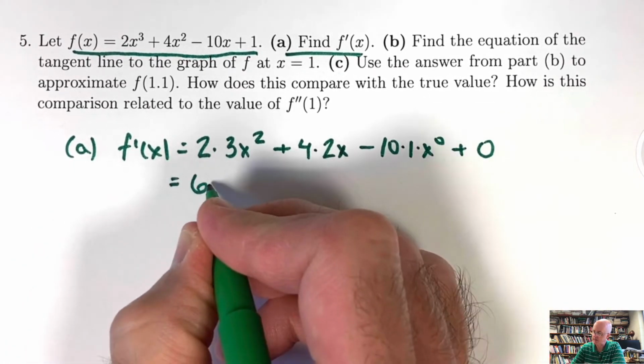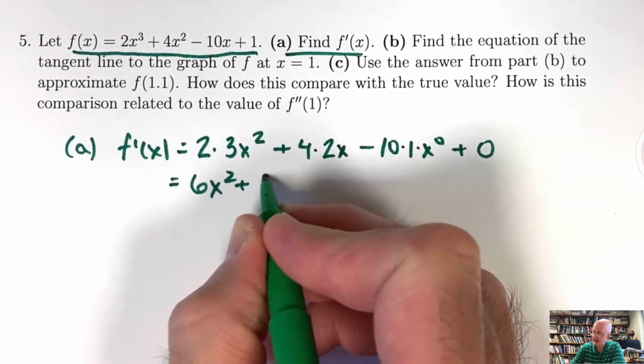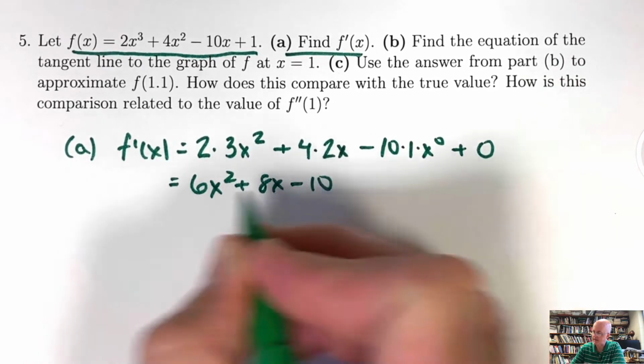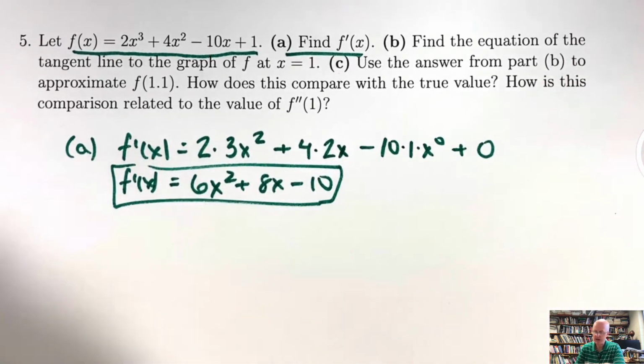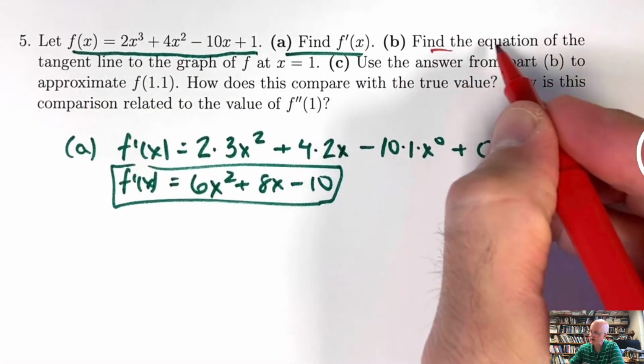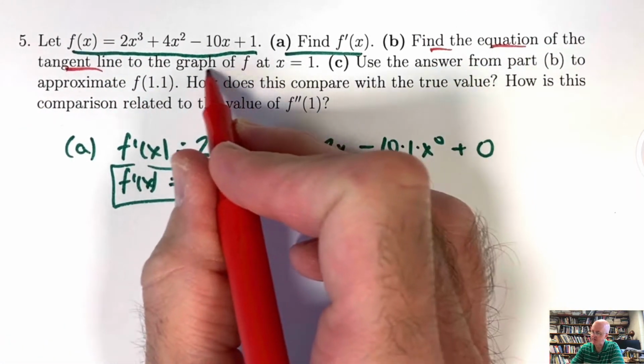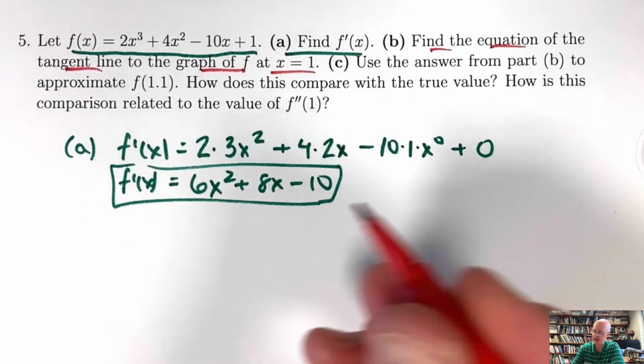Simplify this. This becomes 6x squared plus 8x minus 10. There is f prime of x. Part B. Find the equation of the tangent line to the graph of f at x equals 1.